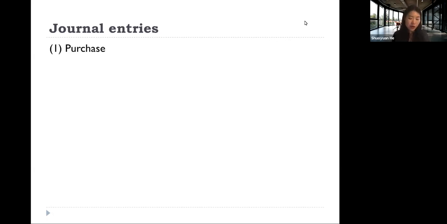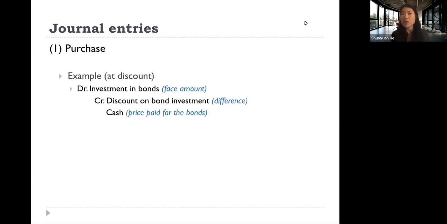So first of all, what is the journal entry when we purchase the bond? When we're purchasing a bond, we're paying out cash. That's why we credit cash. And we get the bond. Getting the bond is an asset for us. That is a bond investment, so it should be recorded as an investment on the firm's balance sheet.